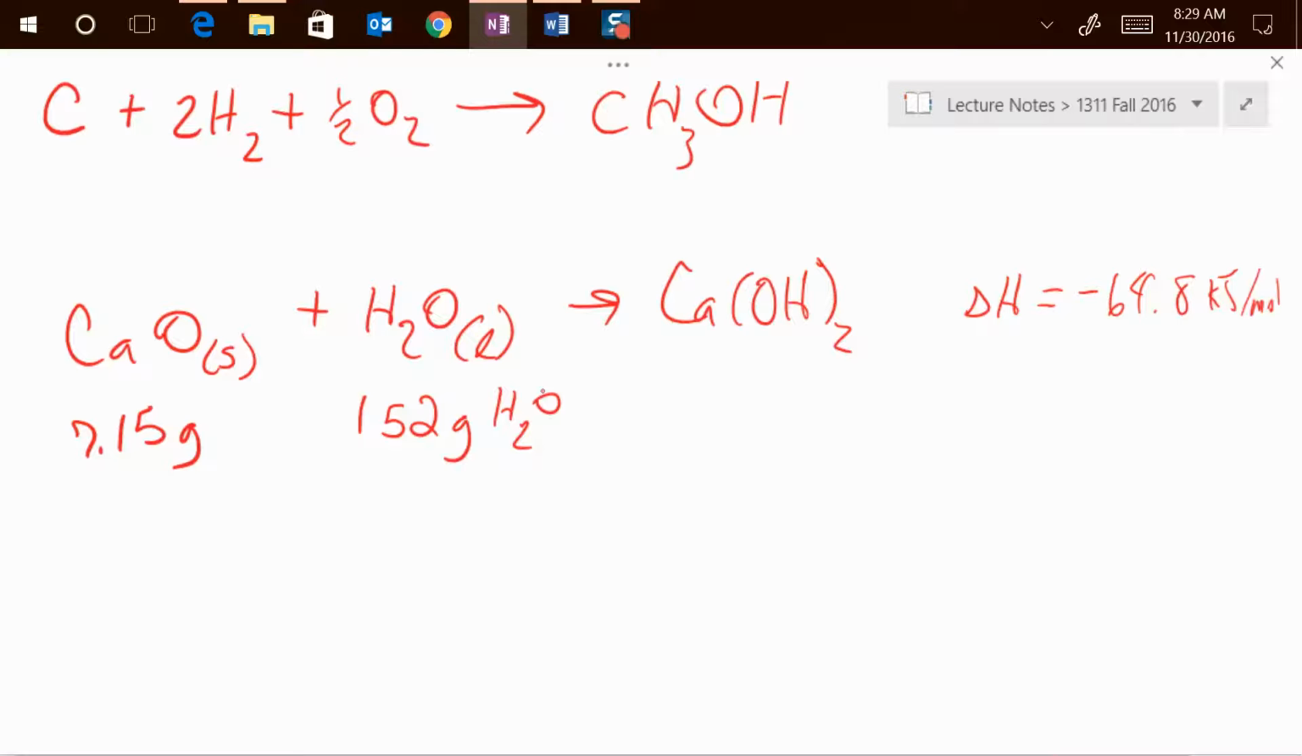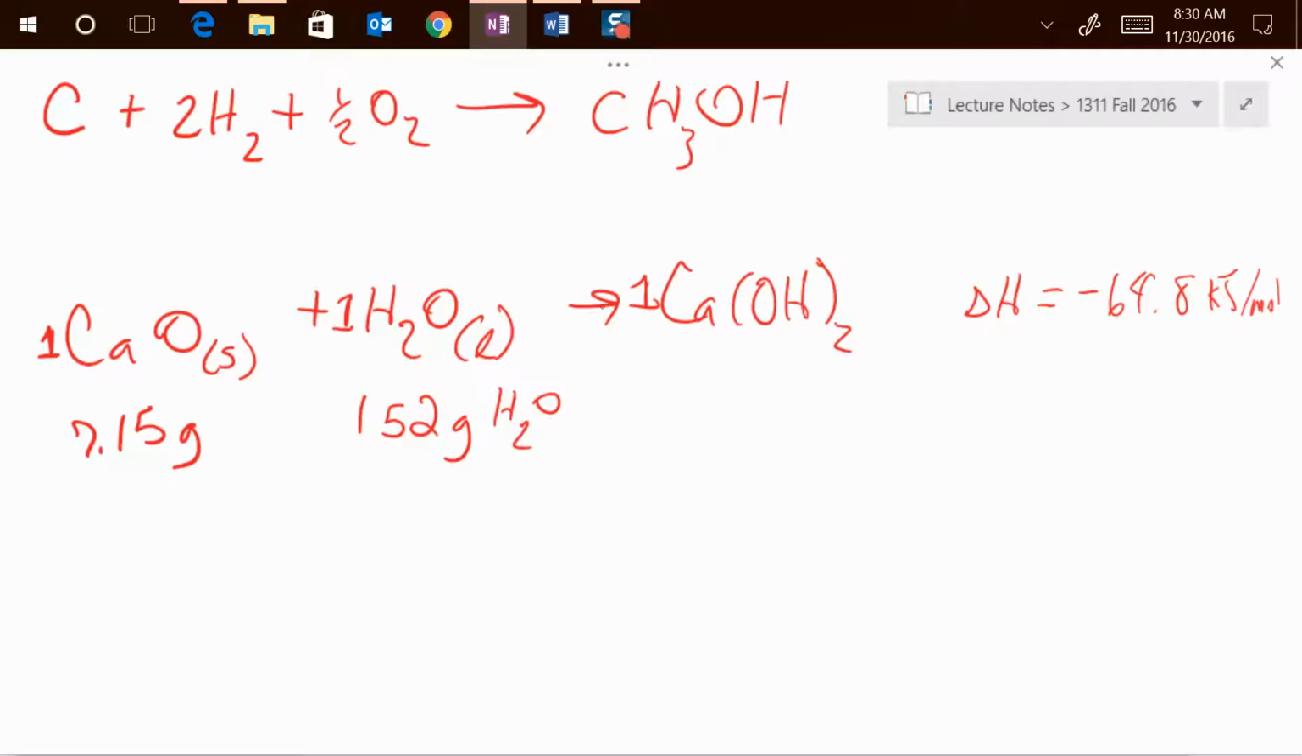Okay, since this is all 1 to 1 to 1, the stoichiometry here is 1 to 1 to 1, right? So all I have to do is convert these and figure out which one is limiting. Whichever one is limiting determines how much product you make. That's going to determine how much energy is released in this reaction.